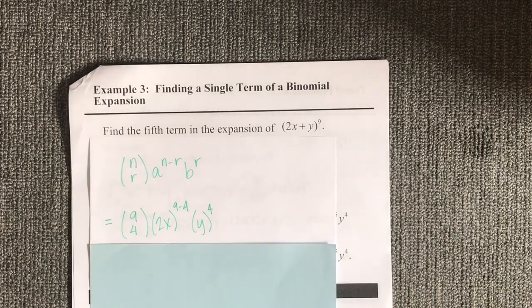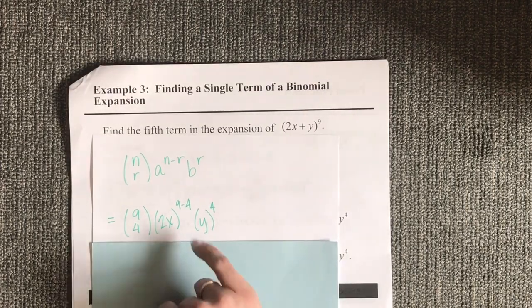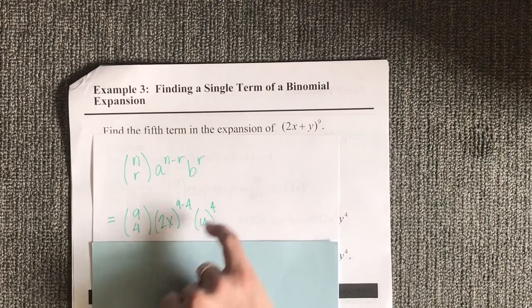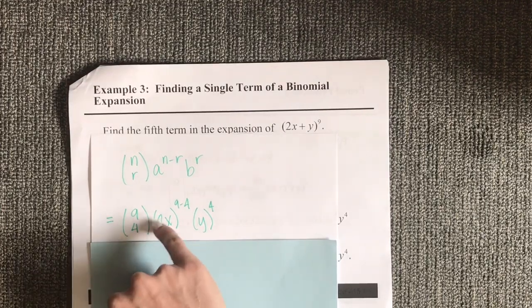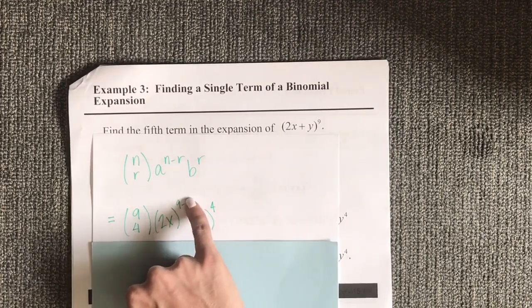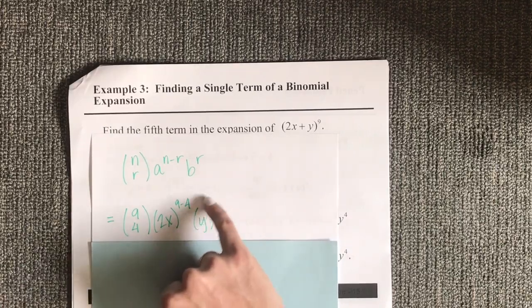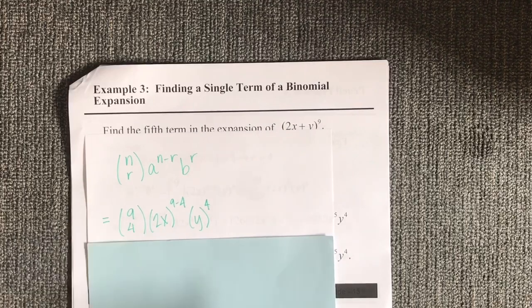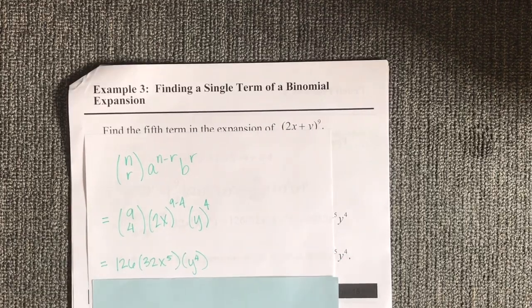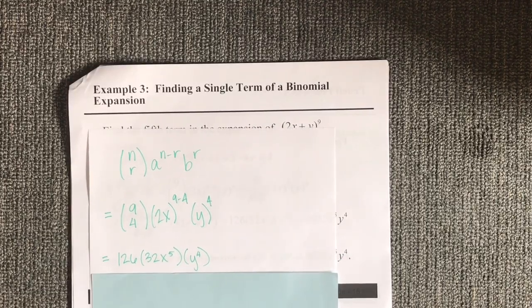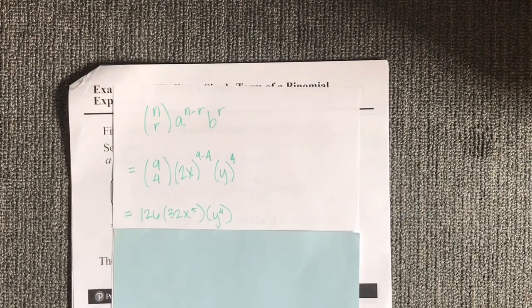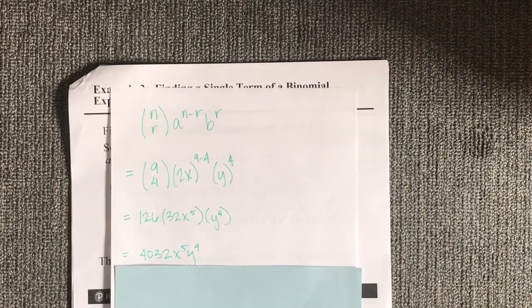So that's everything we're plugging in. So we have 9 above 4 times 2x to the 9 minus 4 times y to the 4th. And so this is, of course, just 2x to the 5th. So that part is going to be 32 x to the 5th. This is just going to be y to the 4th. And when you punch that in the calculator, you get 126. And then just simplify all that, and that's your answer.